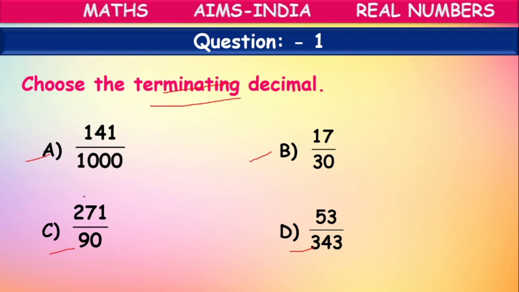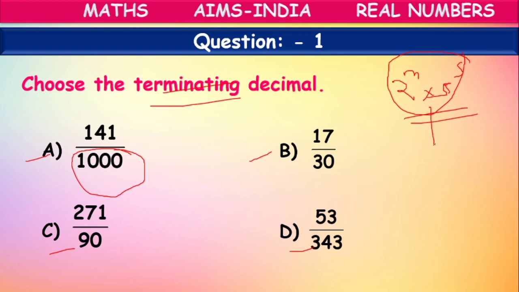In the rational number, we have to see the denominator part. If it is expressed in terms of factors like 2 power m, 5 power n, then it will be considered as a terminating decimal. If there is any other factor besides 2 and 5, then it is a non-terminating repeating decimal.